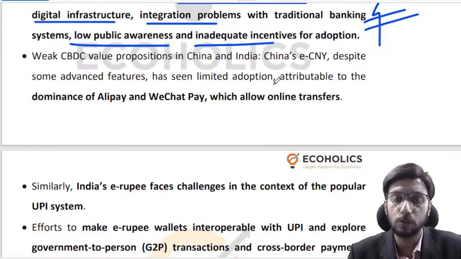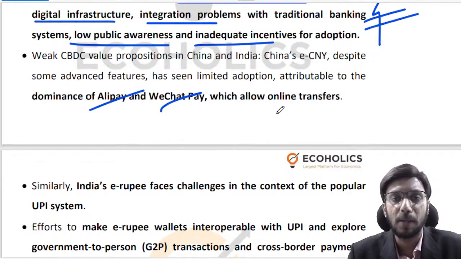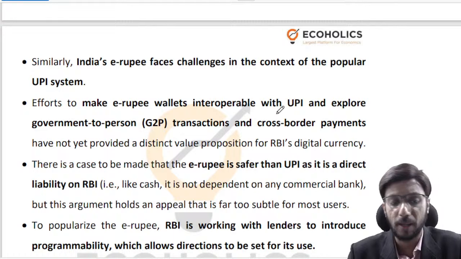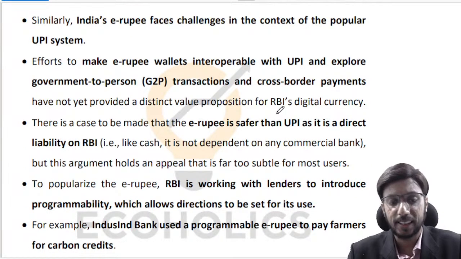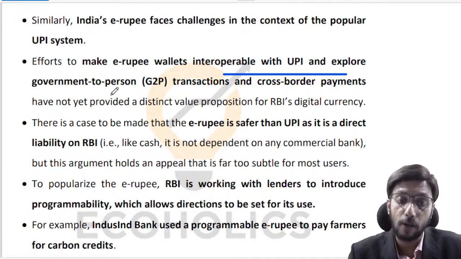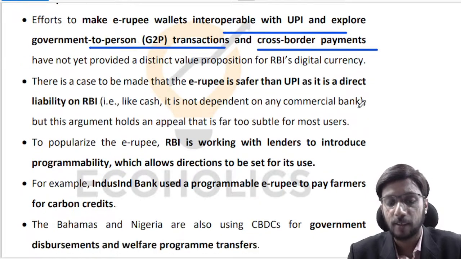Like I mentioned to you, just the way UPI is very strong in India, in China Alipay and WeChat Pay are very strong. People have been using them. Why should they move to anything else? So similar is the problem that we are facing. Now, like I said, we are trying to make e-rupee interoperable with UPI. We are trying to do government-to-person transactions using UPI. We are trying to do cross-border payments via e-rupee. So if I take all these steps, maybe e-rupee will become popular.